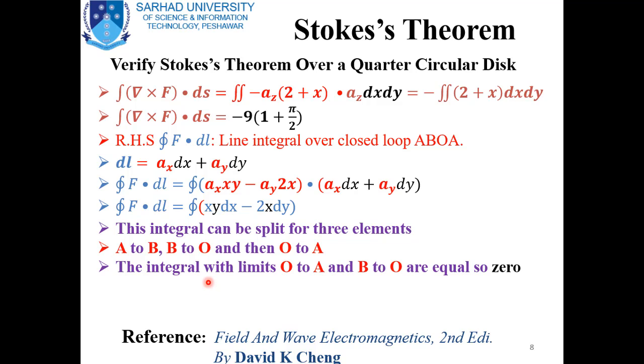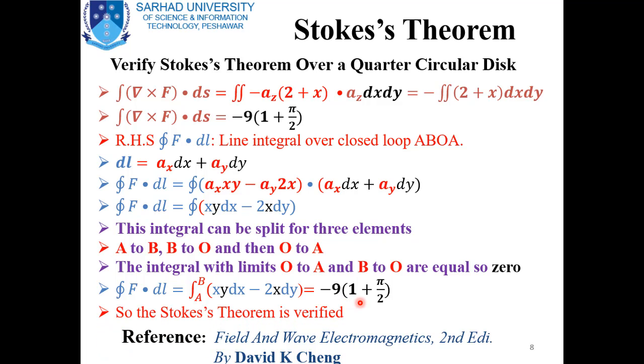The integrals from o to a and from b to o are equal to 0, and you can solve them easily. The integral from a to b was solved in the past lecture, and the value of the line integral from a to b is equal to minus 9 into 1 plus pi by 2. So the answer of the right hand side, which is the line integral of the function f over our closed path, is also equal to minus 9 into 1 plus pi by 2.